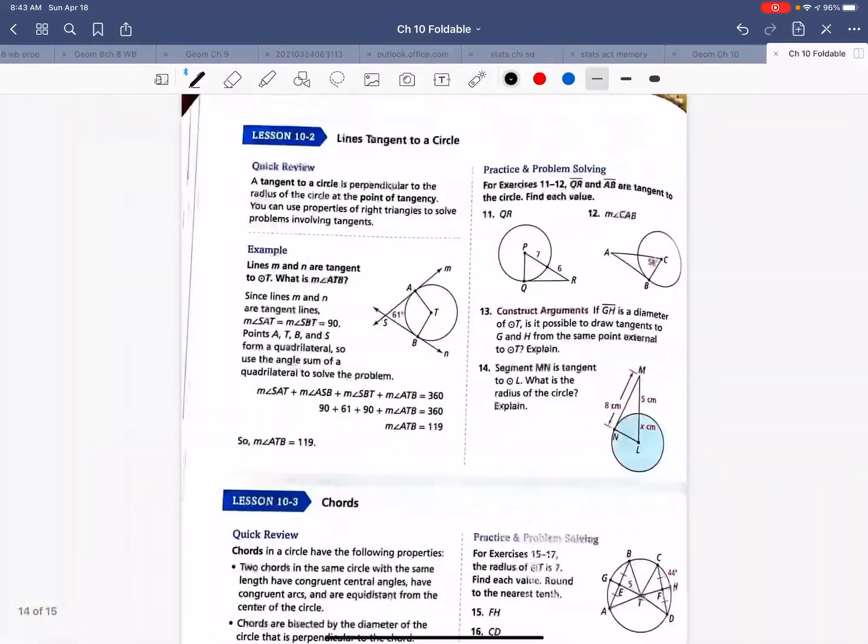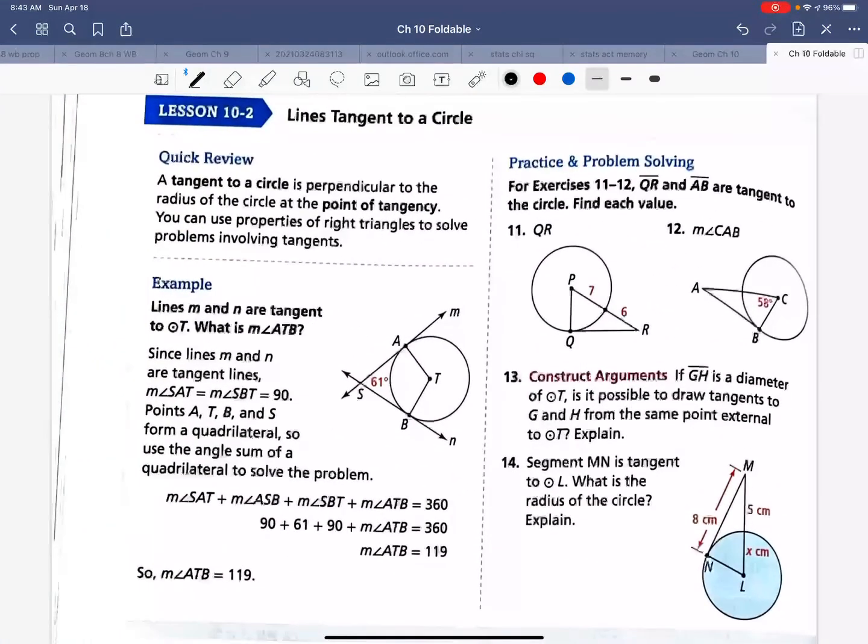Cool, so that's 10-1. Let's take a look at 10-2. So it says a tangent to a circle is perpendicular. So if these are told, and they do tell us they're tangent, we can add a 90-degree angle. So notice I have a four-sided shape, and I know all the angles of a four-sided shape have to add up to 360.